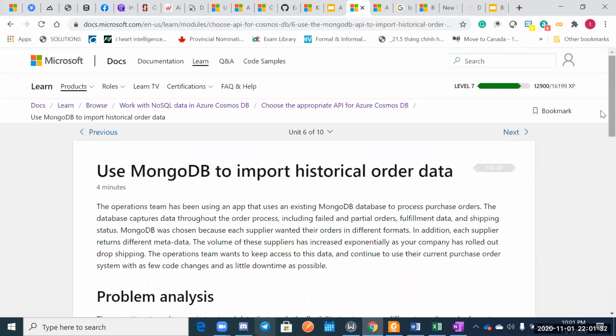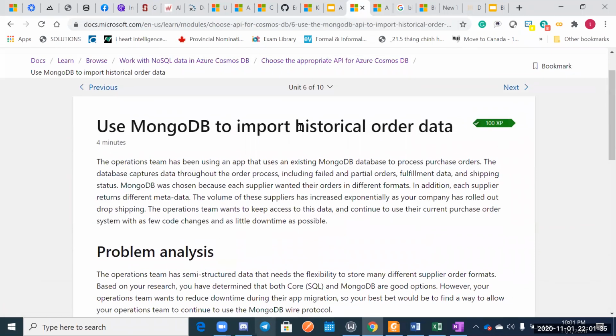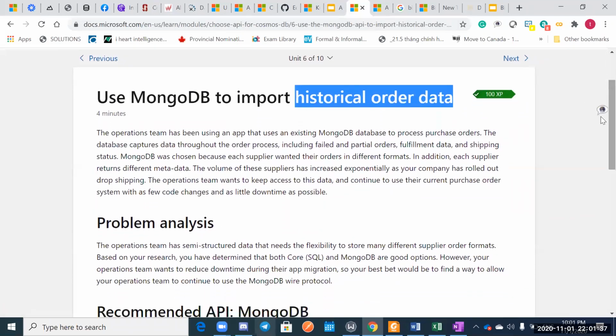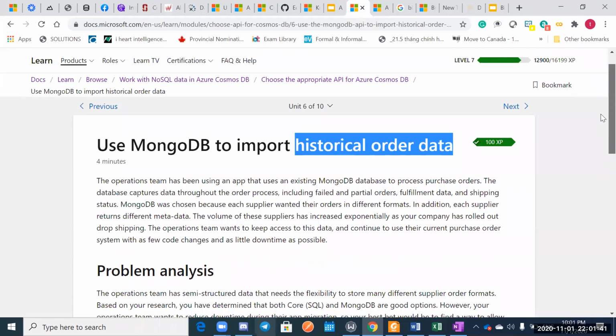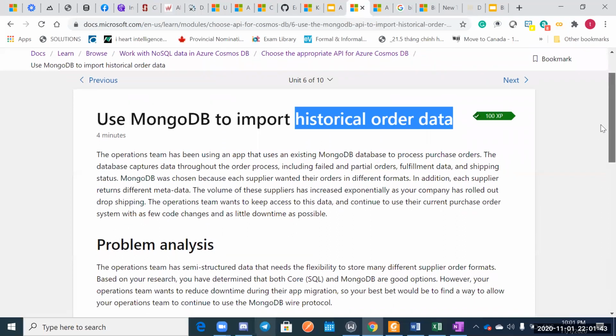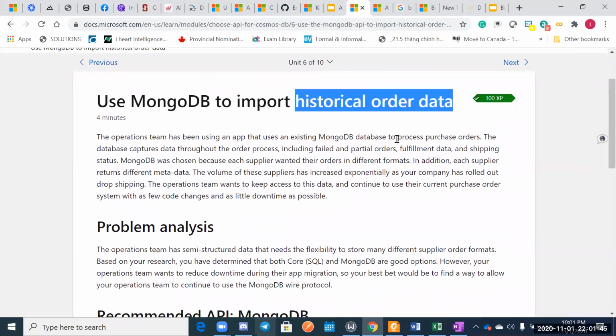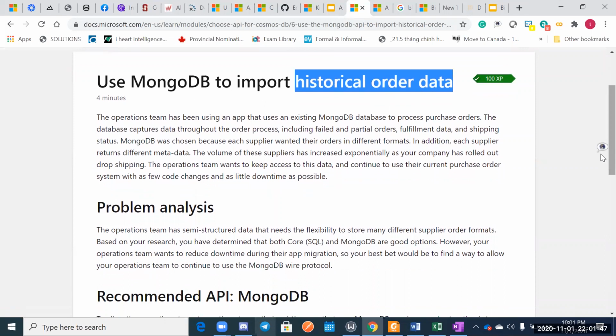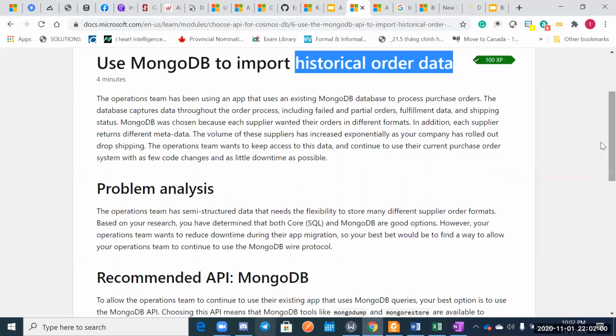Okay, so we go to the historical data. Remember to pay attention to these case scenarios. From AI-900, I saw things that are really similar to these case scenarios. That's why I want to work with you guys during the class, so that you can go through the scenarios, ask me questions, and we can summarize each case. Okay, so we go to MongoDB now.